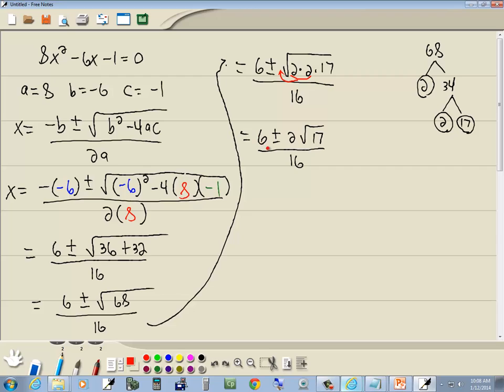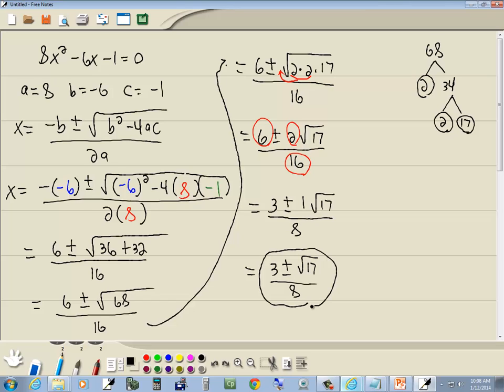If you can divide this number and this number by the same number, do so. Those are all divisible by 2. So 6 divided by 2 is 3, plus or minus 2 divided by 2 is 1, square root of 17, over 16 divided by 2 is 8. And of course that 1 we can just drop. So we got 3 plus or minus the square root of 17 all over 8. And that's our answer.